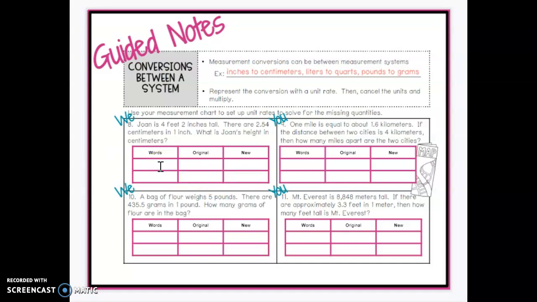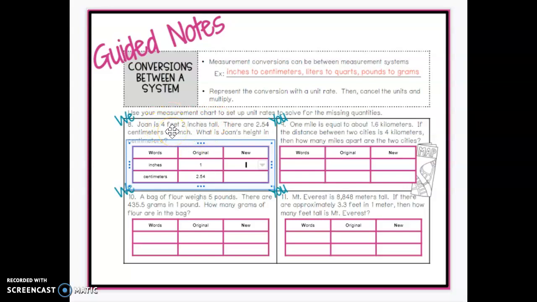Joan is 4 feet 2 inches tall. There are 2.54 centimeters in 1 inch. What is Joan's height in centimeters? Okay, so we're looking at inches to centimeters. And the reason we picked that is because it says there are 2.54 centimeters in 1 inch. Now, the one thing we do know is there are 12 inches for every 1 foot.